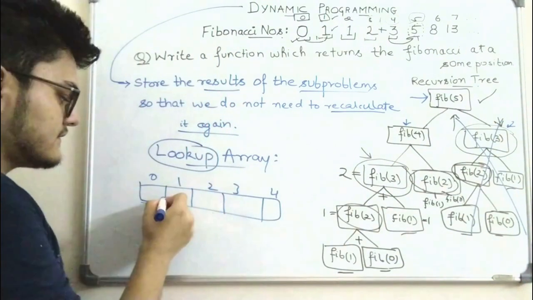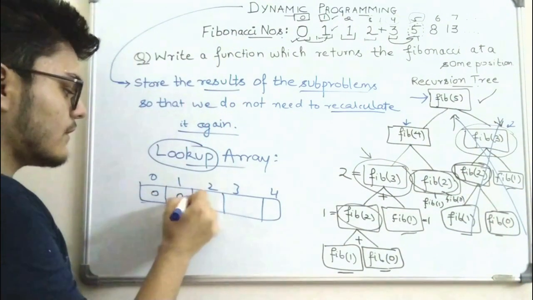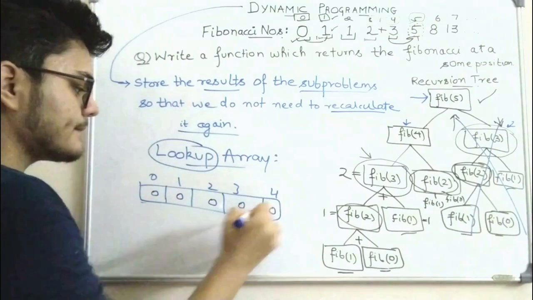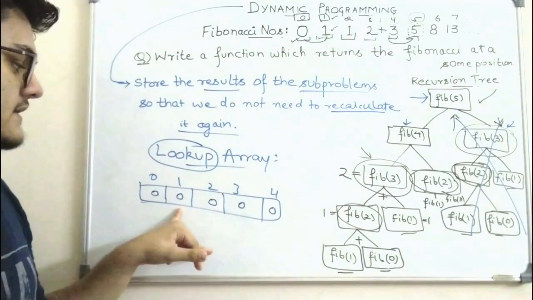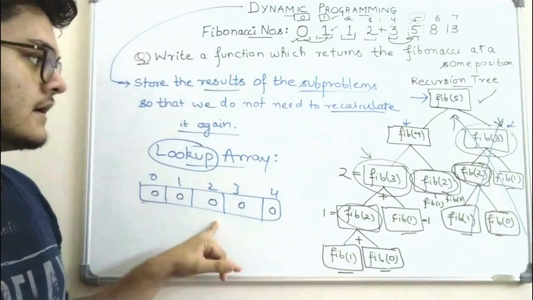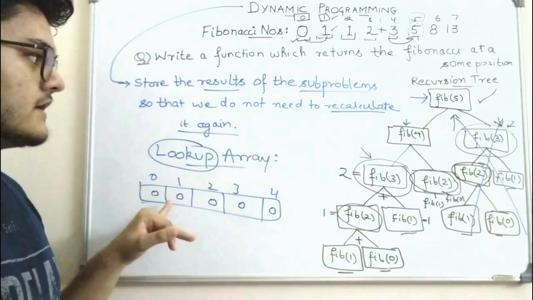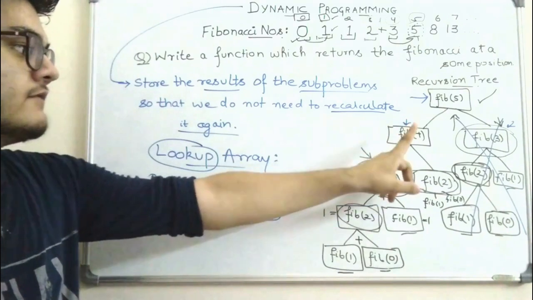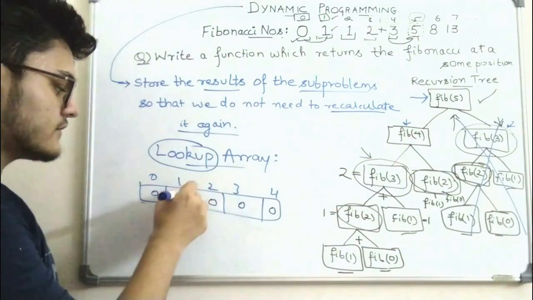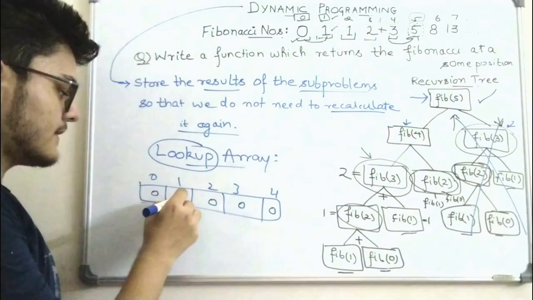So initially the strategy will be to initialize all the values as 0. So whenever we solve any subproblem, we will check whether it is 0 or not. If it is 0, we are going to calculate it, and whenever we calculate it, we will just overwrite these values.